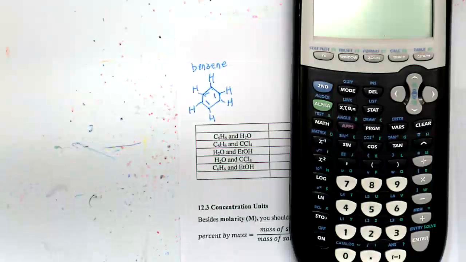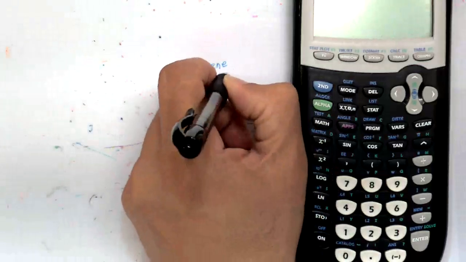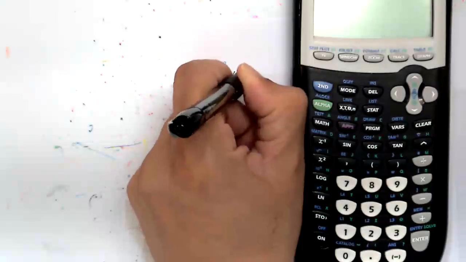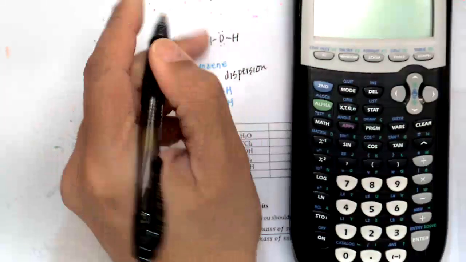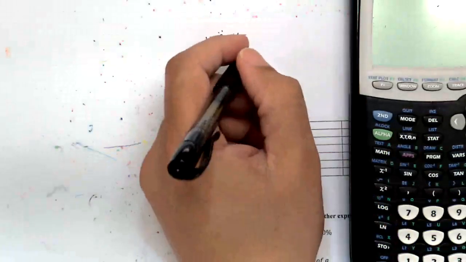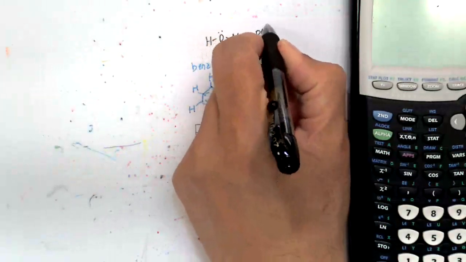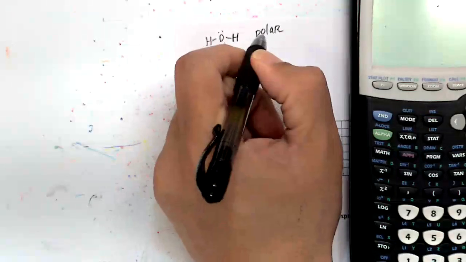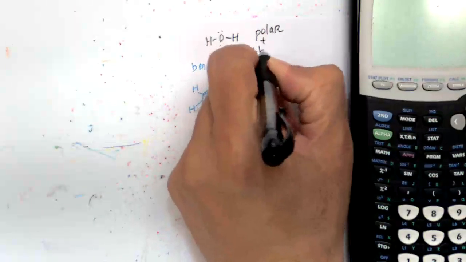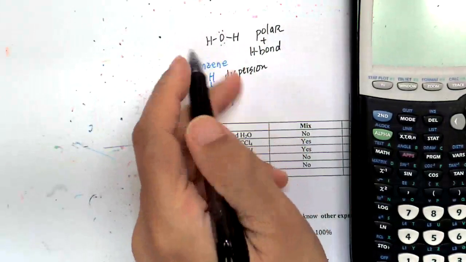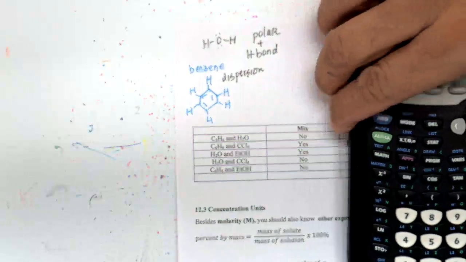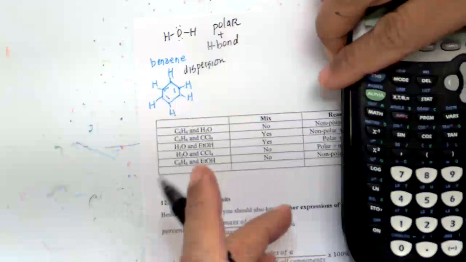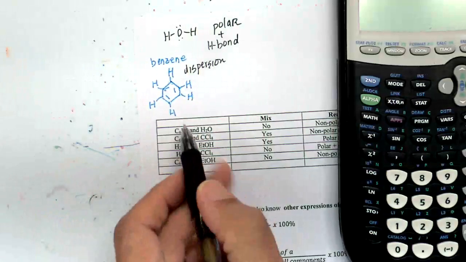So what is the main intermolecular force for benzene? Dispersion. What about for water? You can say polar. Polar is the right answer, but polar plus something else. Hydrogen bonding, yes. So like dissolves like tells us that nonpolar will not go with polar. So they are not going to mix with each other, so they are immiscible.